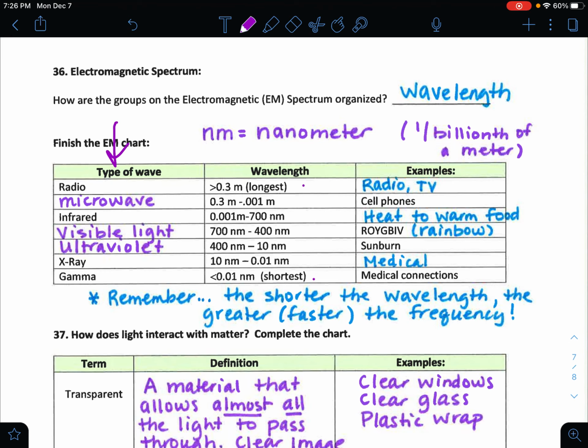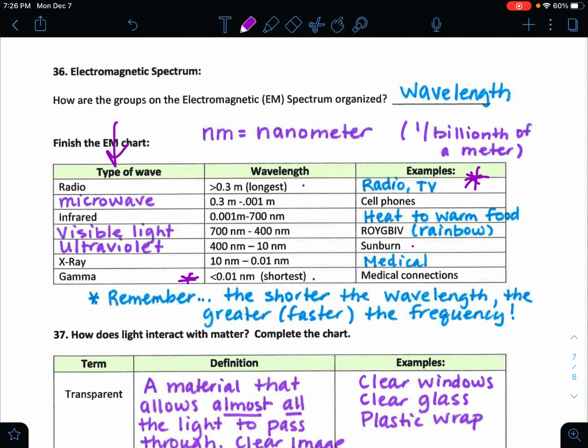So be familiar with the type of wave and the examples that we use in our real life, okay? So the microwaves, cell phones, actual microwave ovens, the visible light, remember that's the only one that we can see. That's your rainbow, that's your RGB, the ultraviolet, sunburn, which is why we wear sunscreen, okay? So remember, the shorter the wavelength, the faster the frequency. So super fast.